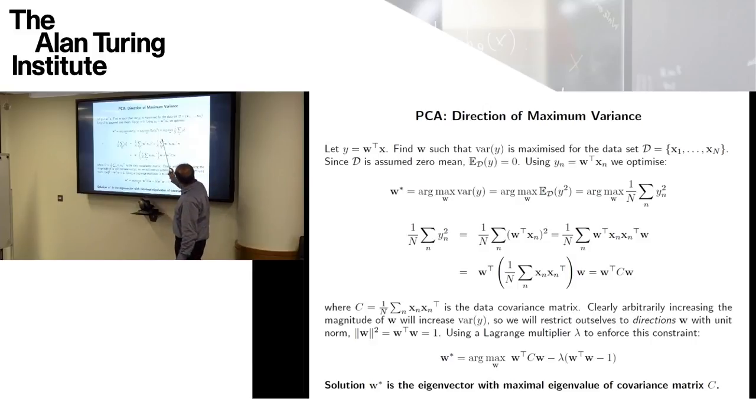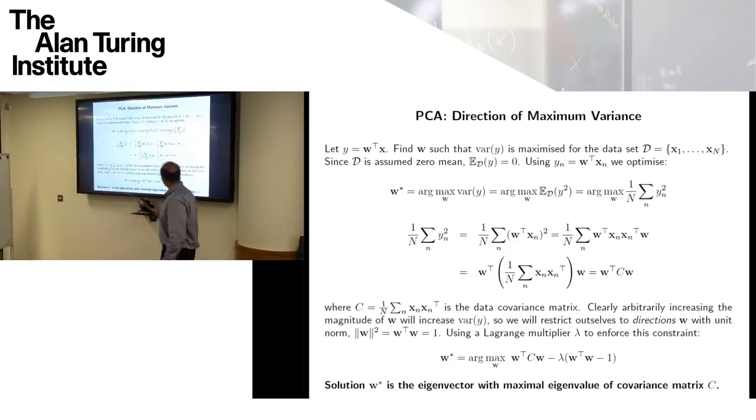Now, this sum over n, we can bring it inside. So we can take the w transpose out, because it doesn't depend on the data points n. We can take this w out, put some brackets around this whole thing, and bring the 1 over N in, so what we get is w transpose times a matrix times w. And that matrix C is actually the data covariance matrix. That is essentially the covariance matrix, in this case a 2 by 2 matrix, that you would get if you fit a Gaussian to your data.